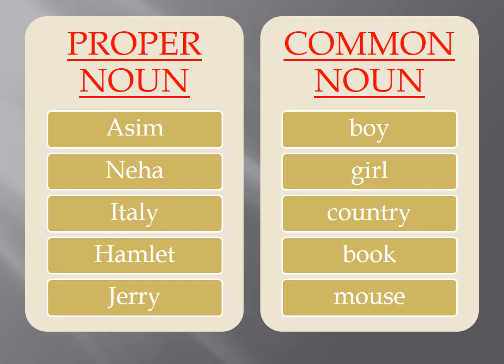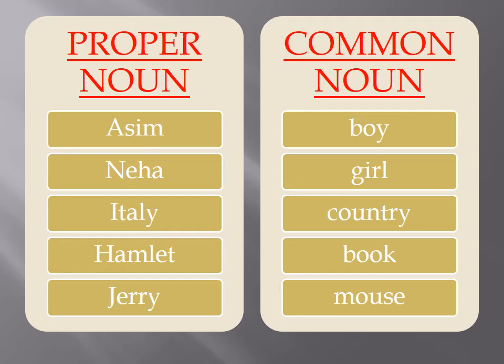Asim is the name of a particular boy. Neha is the name of a particular girl. Italy is the name of a country in the world. Hamlet is the name of a book. And Jerry is the name of a cartoon character, a mouse. So these names are special. They are in the category of proper noun.